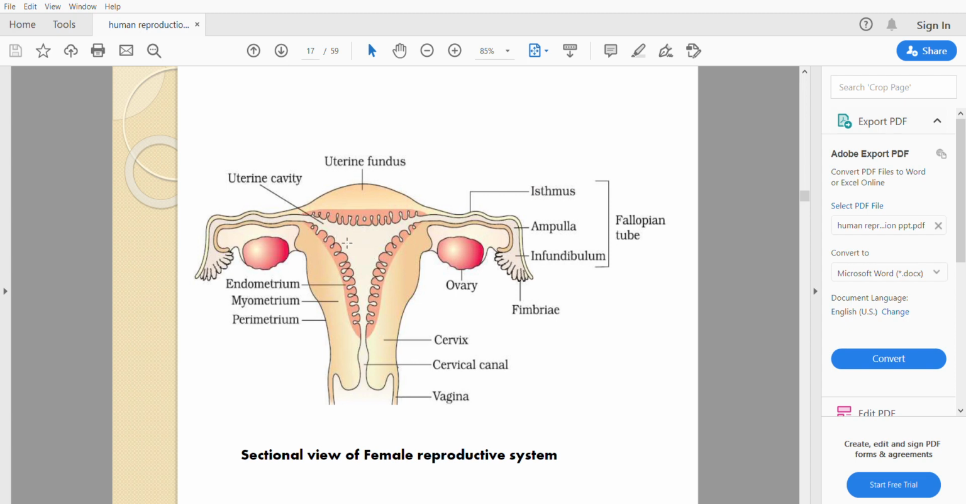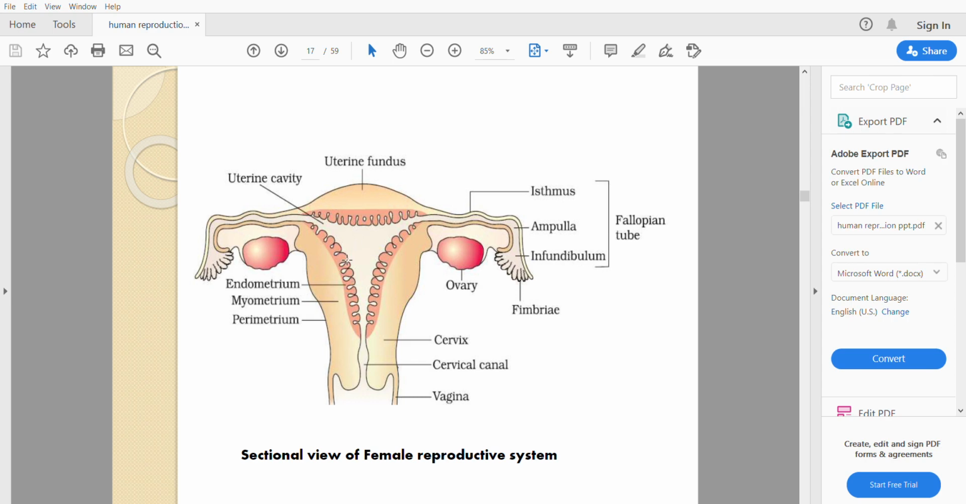It is made up of three layers. One is called the endometrium, the inner layer. The middle layer is called the myometrium. The outer layer is called the perimetrium. This is the uterus, a hollow, pear-shaped structure surrounded by three layers: outer perimetrium, middle myometrium, and inner endometrium.